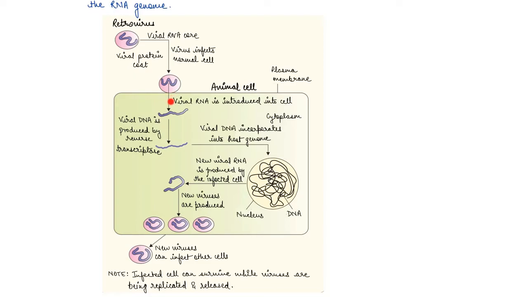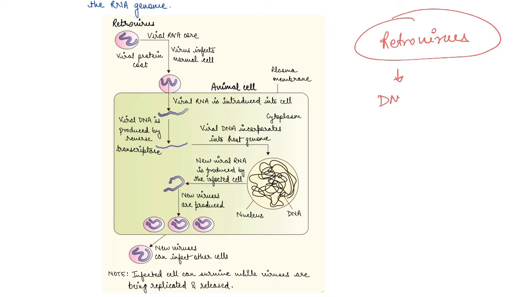Now after it enters the cell, by reverse transcription the RNA is converted into DNA. That is why, guys, these viruses are known as retroviruses. Why? Because they can produce DNA from RNA by reverse transcription. So once they enter the animal cell, they produce viral DNA, right?